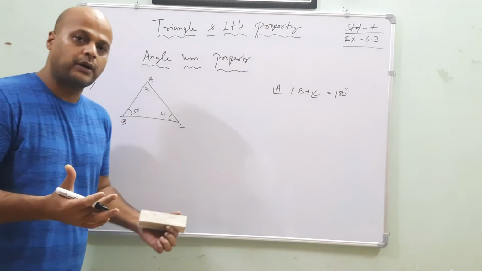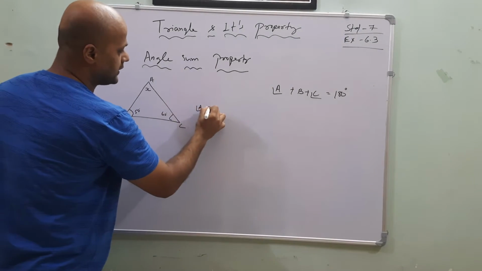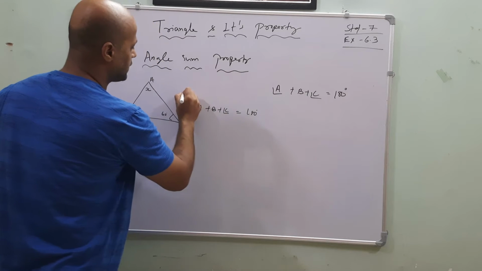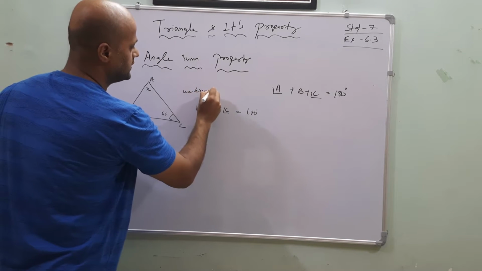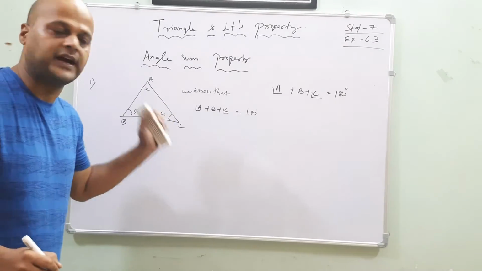So, what do you have to do? You have to write it as it is. What is that? Angle A plus angle B plus angle C is equal to 180 degree. You have to write the statement. We know that, because we have already read this one. That's why you have to write it. We know that. What is that?